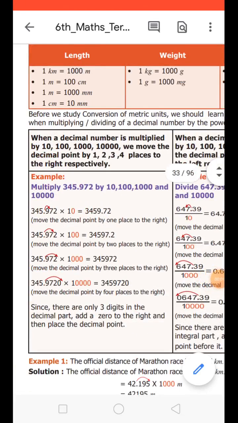Okay, it's the second unit. I'm going to show you how to multiply decimal numbers. Look at this example.